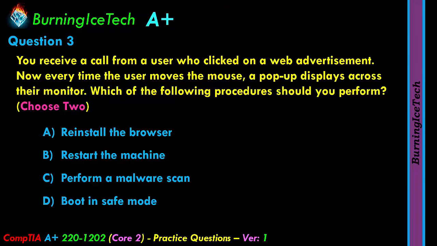Anyway, getting back to the actual question here. So the person clicked on a web advertisement. Now every time they move their mouse, they see some sort of pop-up on their monitor. You know, very annoying. This happens especially in browsers. So what is that, folks? Folks, that is adware. It can be lots of things, but usually that is adware.